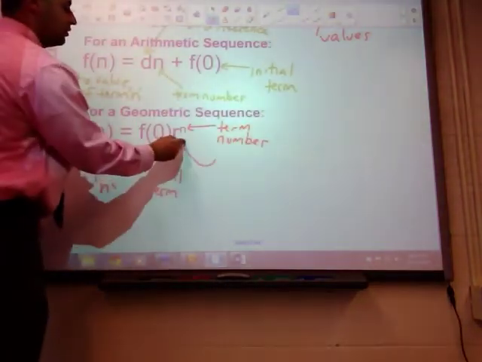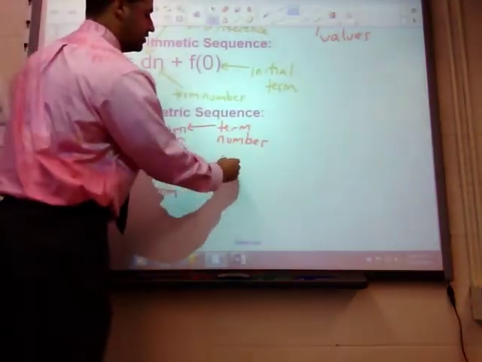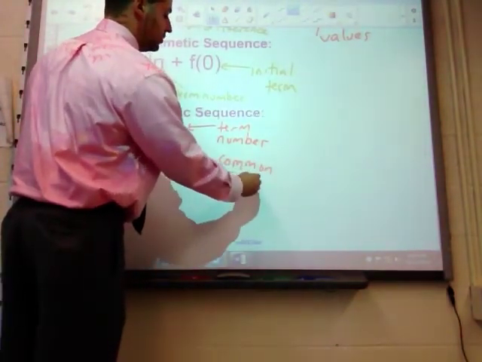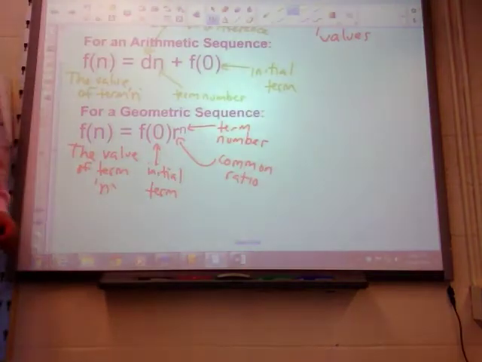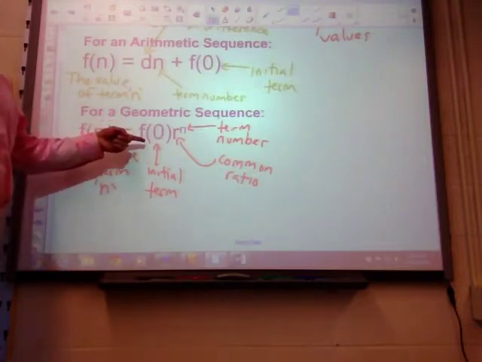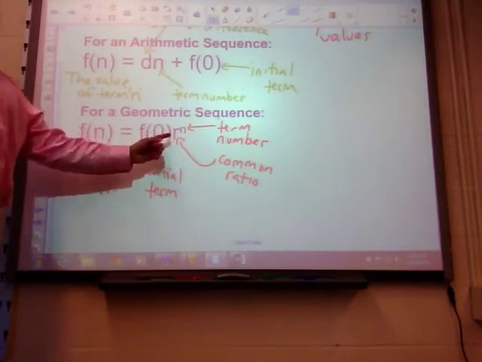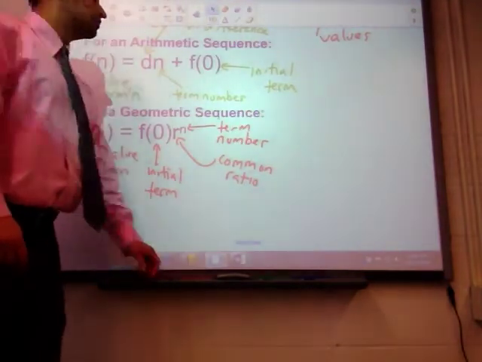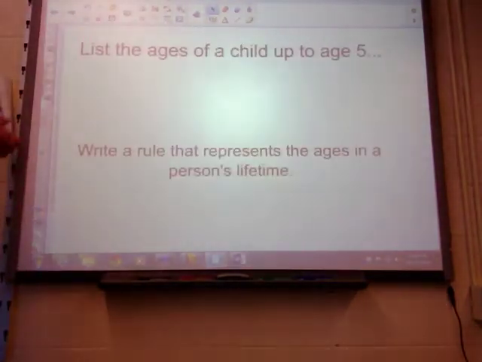And r, as we learned today, is our common ratio. That's the number that you're multiplying by each time. So basically, you can find the 58th term of a geometric sequence by saying the initial term times the common ratio to the 58th power is the value of your 58th term.